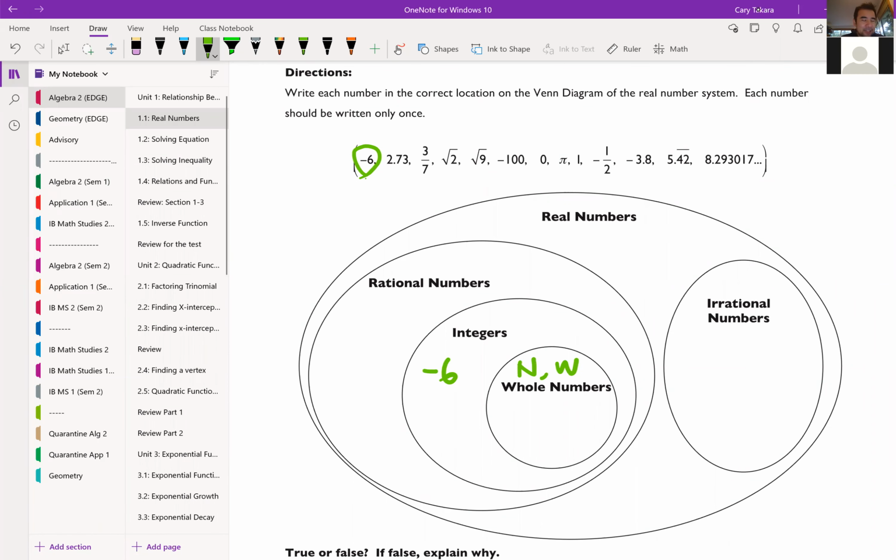So it is an integer. But then once you place it in integer, do you notice that it's also inside the rational number circle too, right? And it is also, well, yeah, a real number. Next one. 2.73. Where would you put it? How would you identify that?